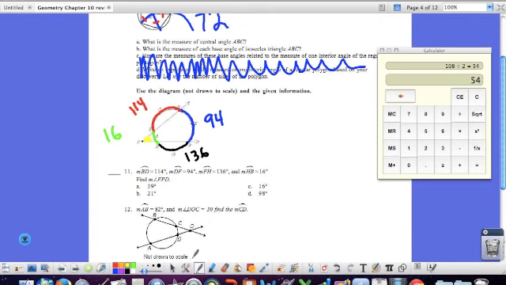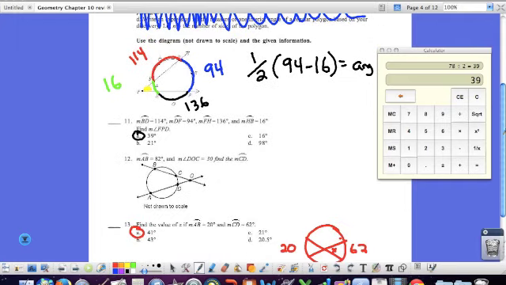So since I have 2 secants that intersect outside of the circle, they create 2 arcs. The formula is 1/2 of the difference of the intercepted arcs equals the angle. So 94 minus 16 is 78. And 1/2 of 78 is 39. So A is 39.